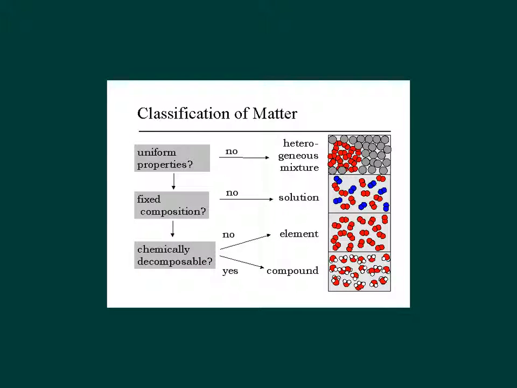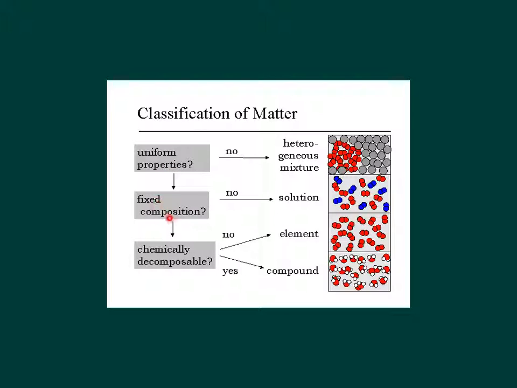Here's a little chart that can help you classify matter. If you start out by asking these questions over here, first of all, does it have uniform properties? That means it is the same throughout. If it does have uniform properties, we're going to go down to this next one, but if it doesn't, we already know it's got to be a heterogeneous mixture. So I'll be asking you some questions about some things that you see around in your daily life, and you should ask that, is it the same all the way throughout? If no, it's got to be a heterogeneous mixture.